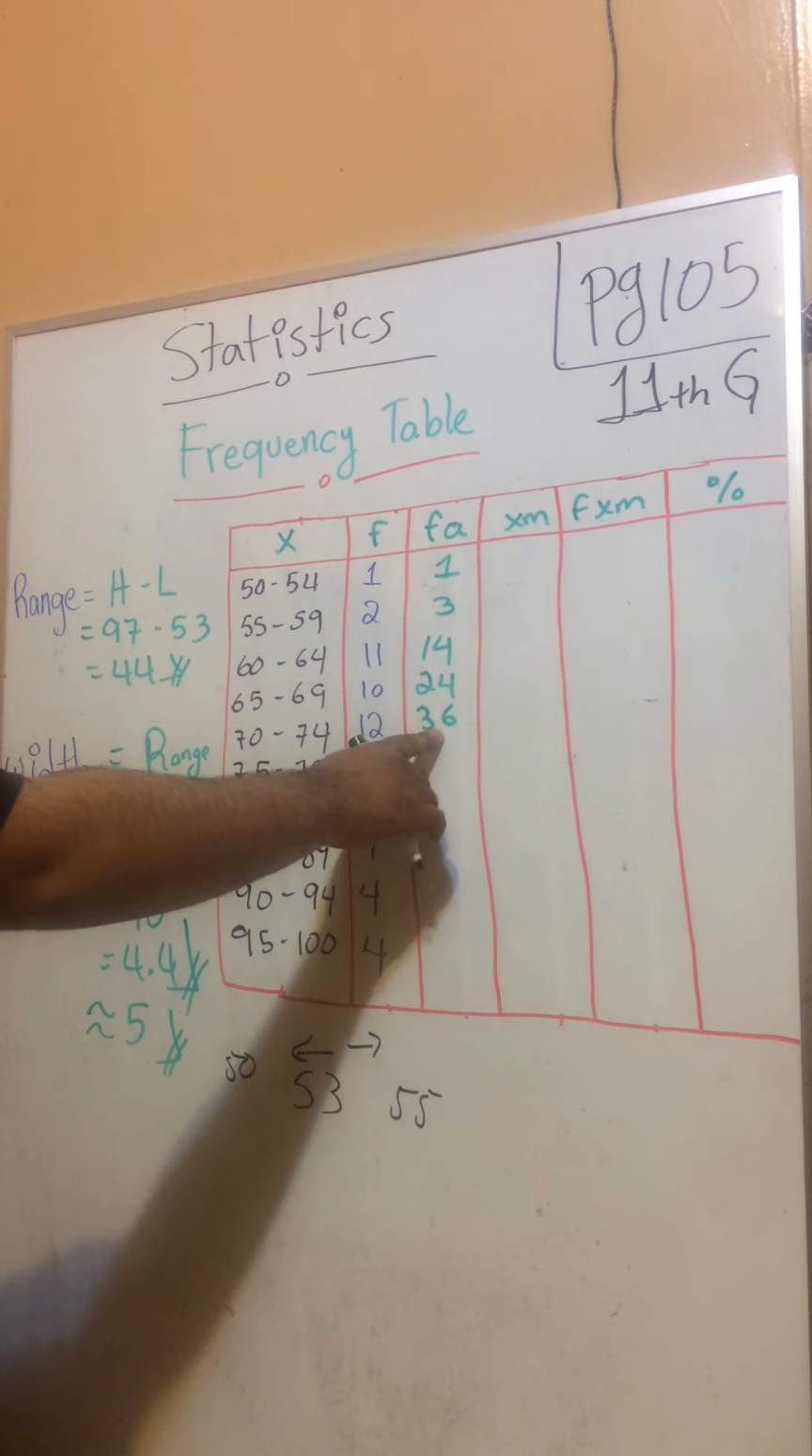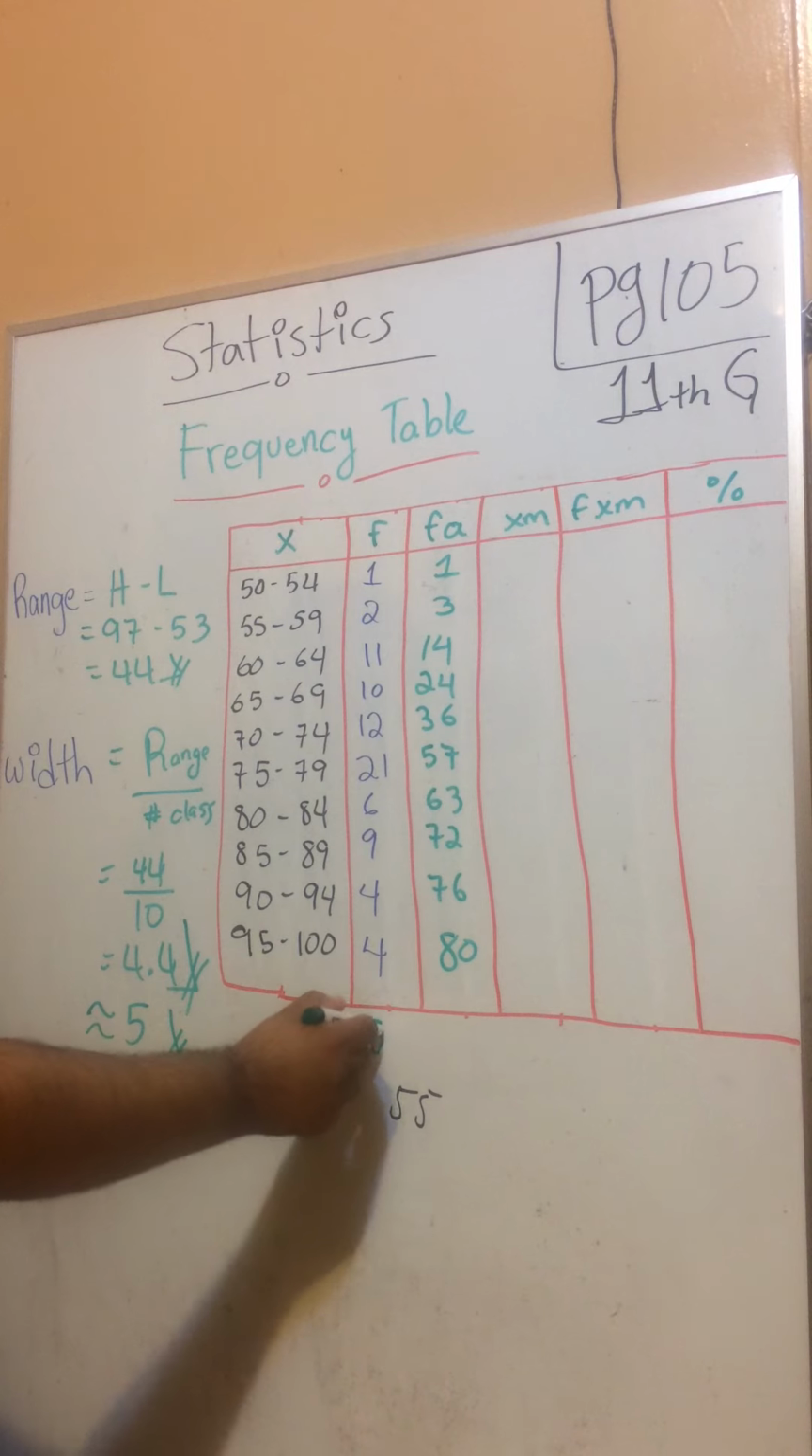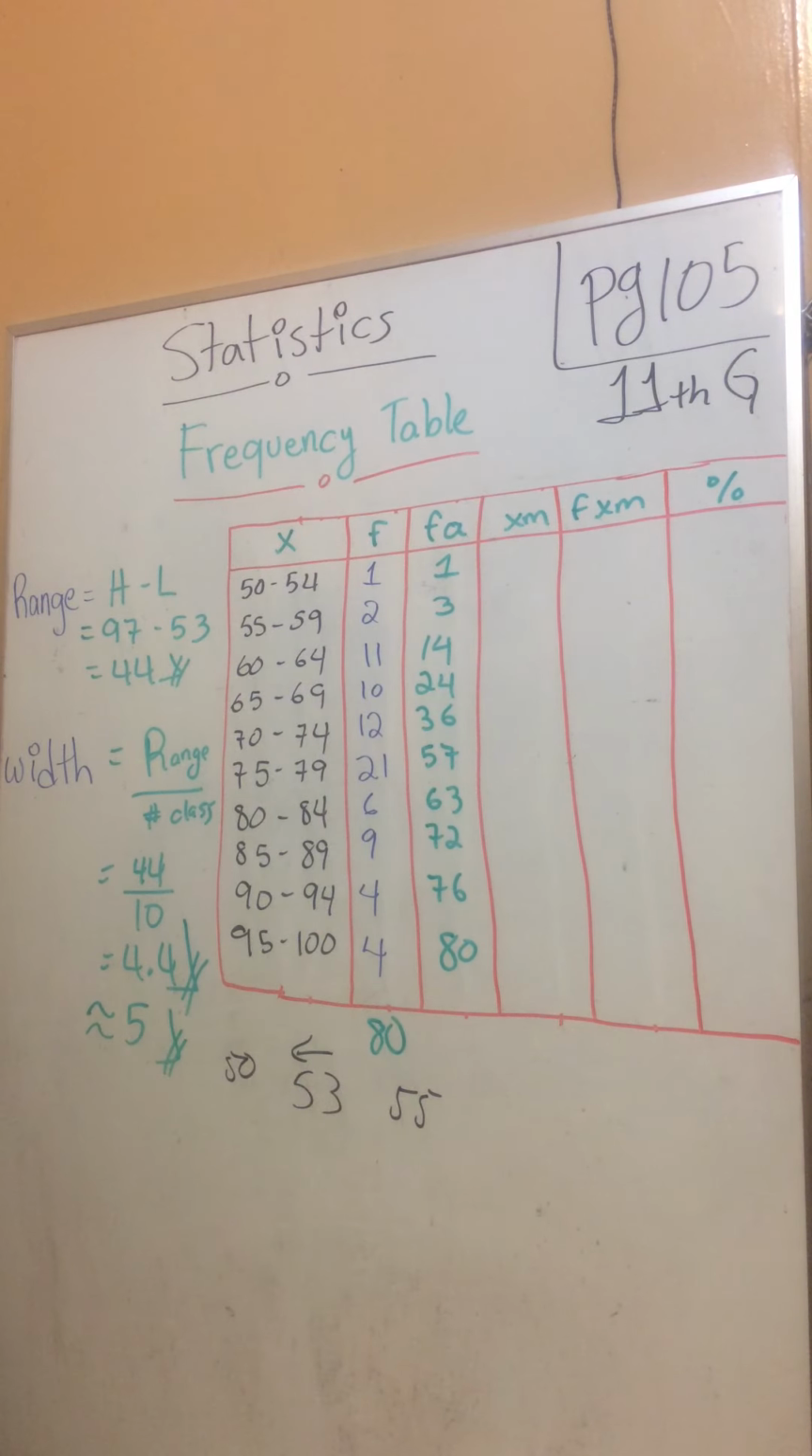36 plus 21, we have 57. 57 plus 6, we have 63. 63 plus 9, we have 72. 72 plus 4, we have 76. And 76 plus 4, we have 80. If you notice, we already knew that the total amount of data is 80, and here we're just adding them according to frequency.